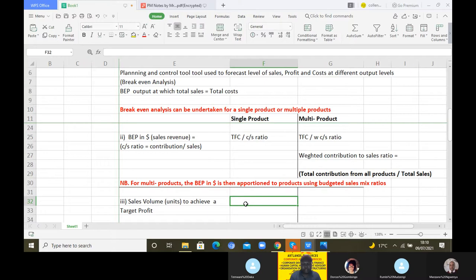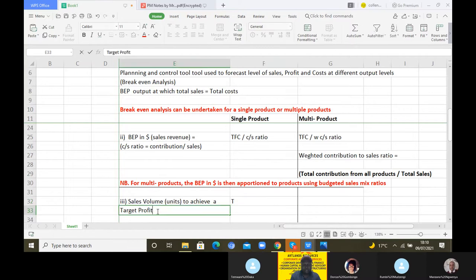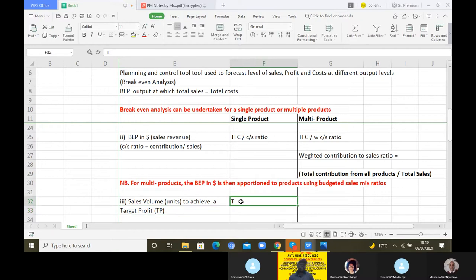It's easy. We said to achieve a target profit, which we call TP. So target profit is TP. How then do you work this out? You simply say total fixed costs plus target profit, you put this in brackets, and then you divide that by contribution per unit. The answer that you get there becomes sales volume to achieve a target profit.